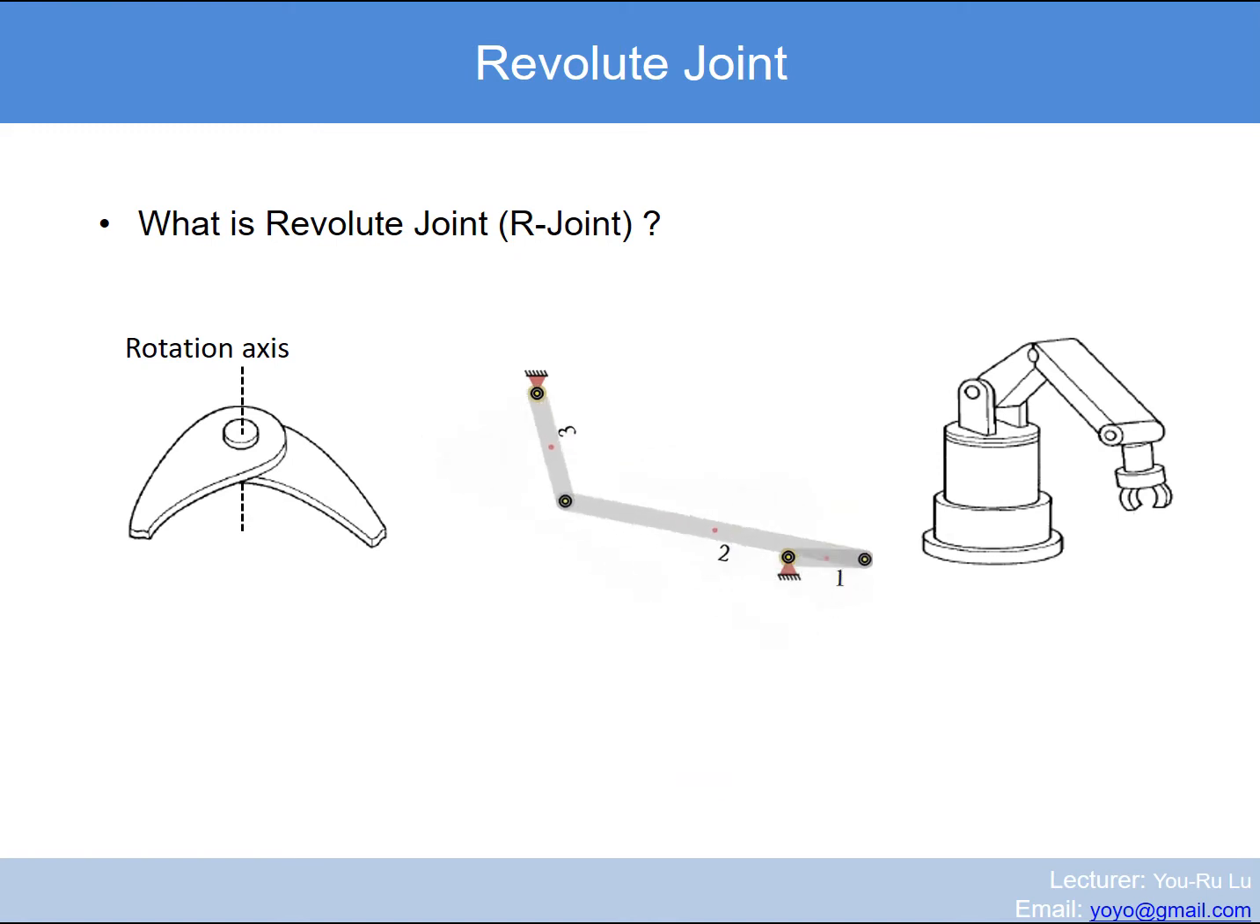We can also find a lot of applications with revolute joints. For example, on the robot arm shown here, you can see that there are 3 revolute joints. These revolute joints allow the robot arm to pick up things in a way similar to human.